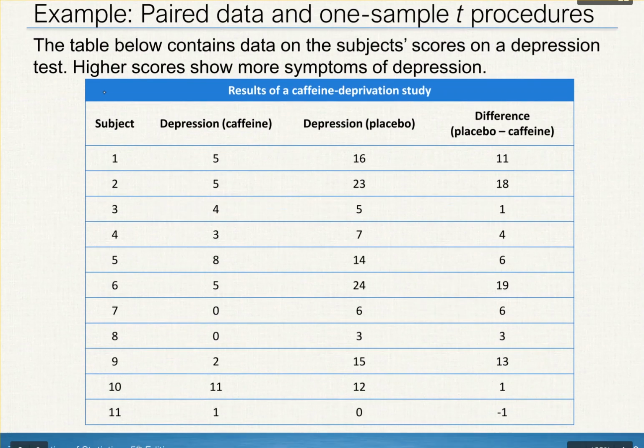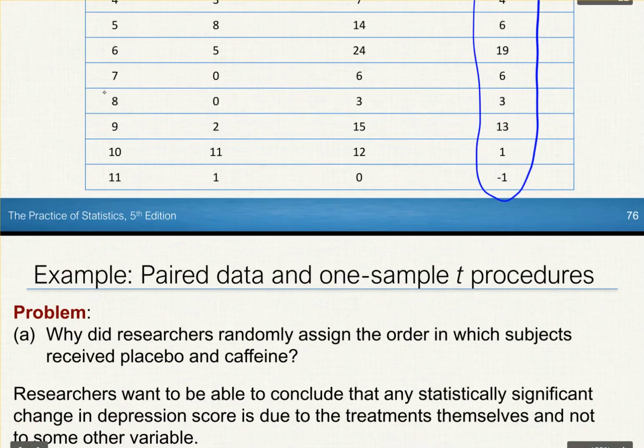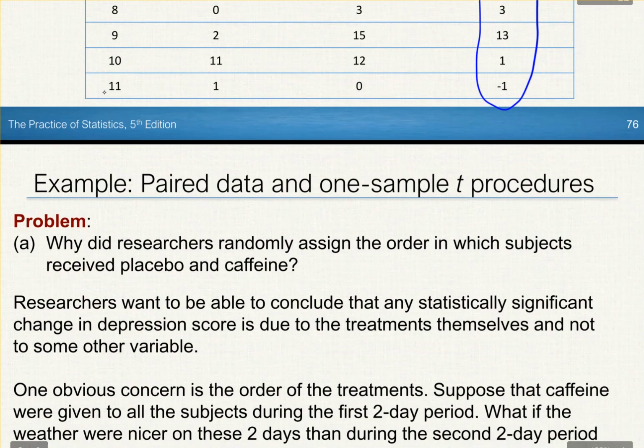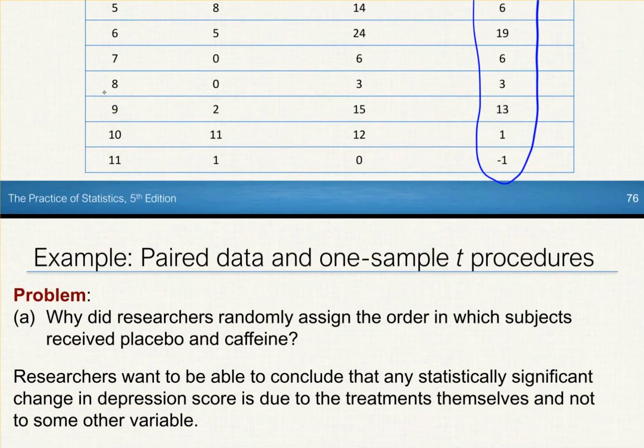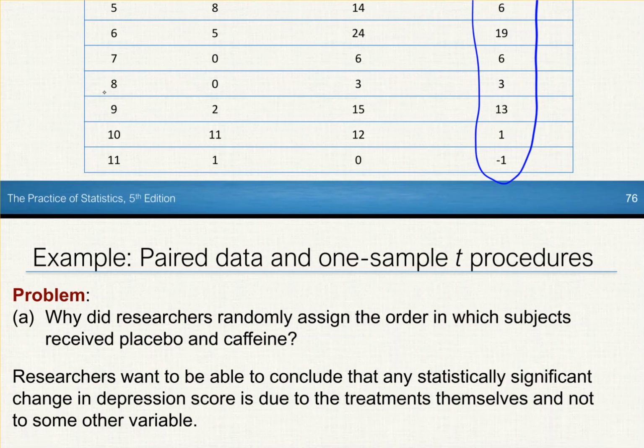All right, so here's a table of the data. Notice what we're going to be looking at here is the difference: placebo minus caffeine. So why did the researchers randomly assign the order? Well, if everybody used the same order, all at the same time, there would be a lot of other potential random variables that would play a role. One example would be if the first 2 days were nice and the next 2 days were overcast, gray and rainy, then that might skew the data.